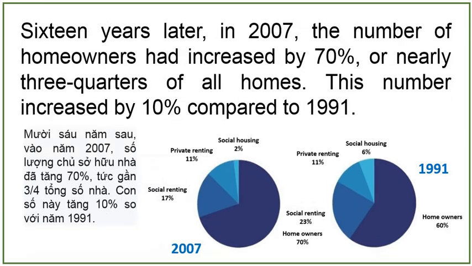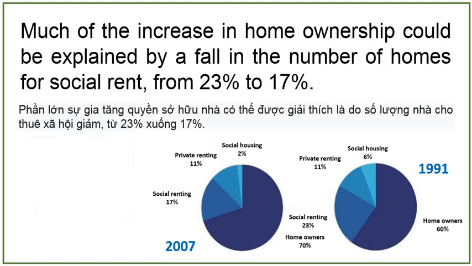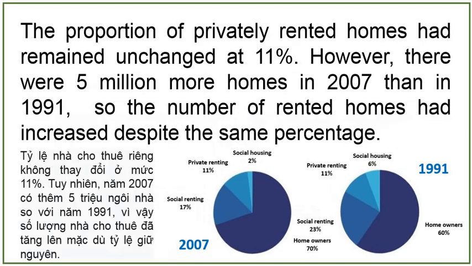16 years later, in 2007, the number of homeowners had increased by 70%, or nearly 3/4 of all homes. This number increased by 10% compared to 1991. Much of the increase in home ownership could be explained by a fall in the number of homes for social rent from 23% to 17%. The proportion of privately rented homes had remained unchanged at 11%.